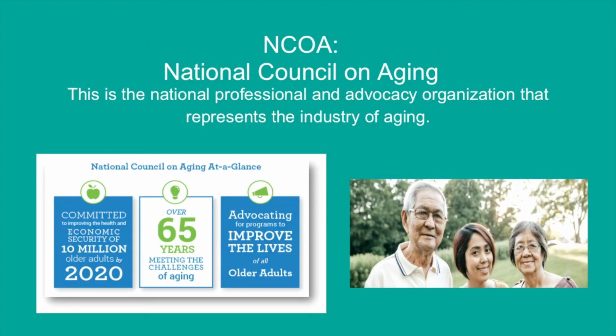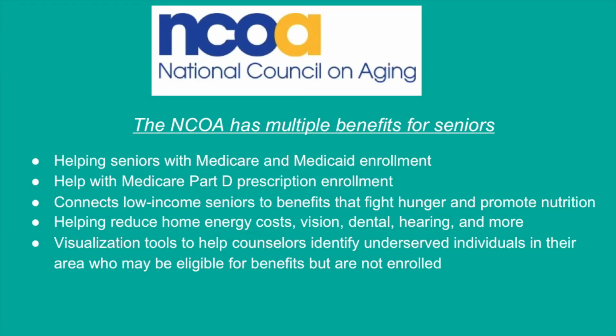The advocacy group that represents long-term care is the National Council on Aging. It helps seniors with Medicare and Medicaid enrollment. It also helps with Part D prescription enrollment. It connects low-income seniors to benefits that fight hunger. It also helps identify underserved individuals in the area that might be eligible for benefits but are not enrolled.